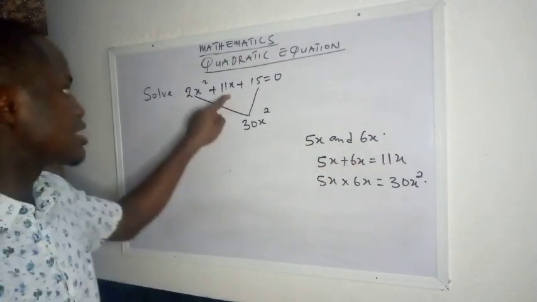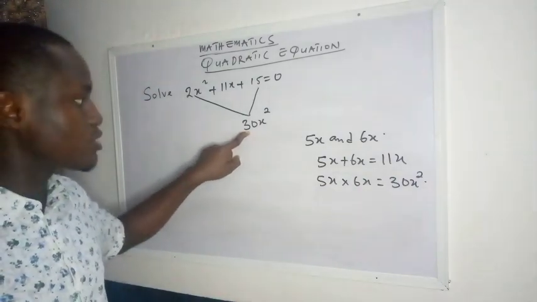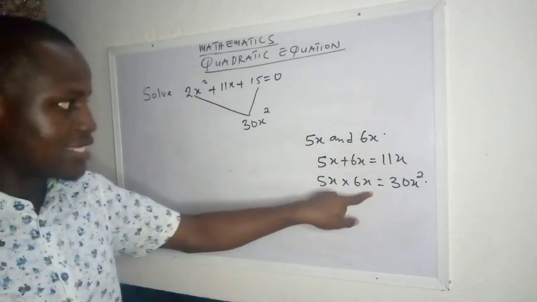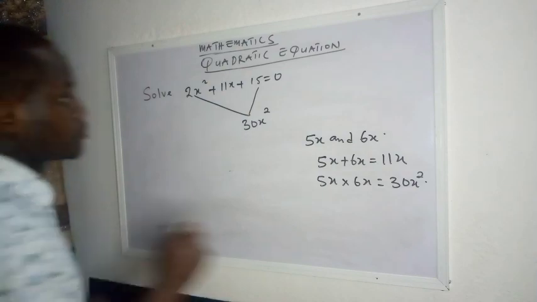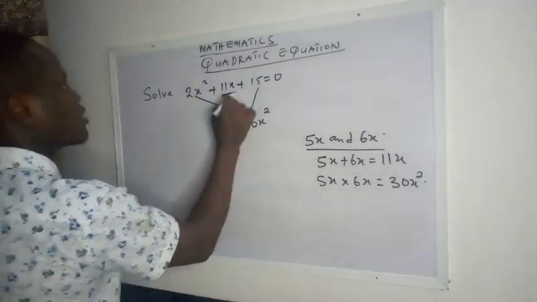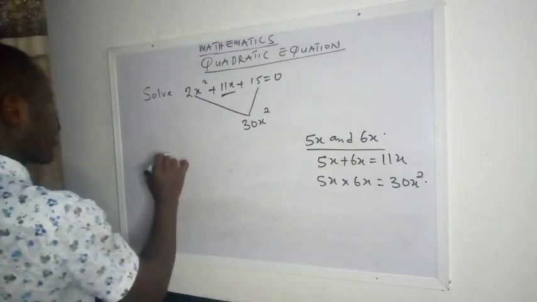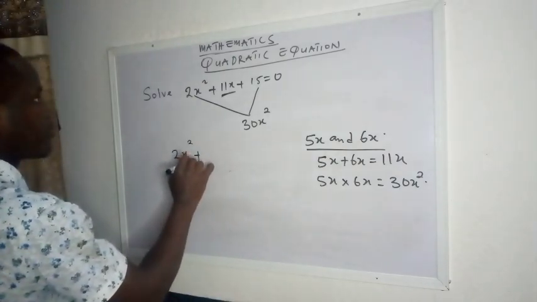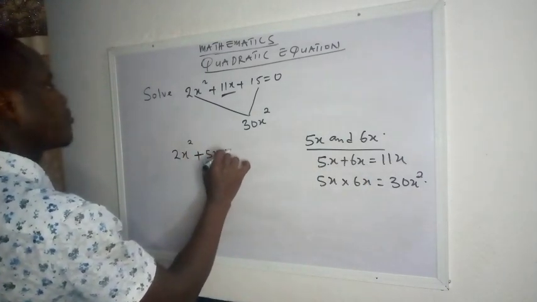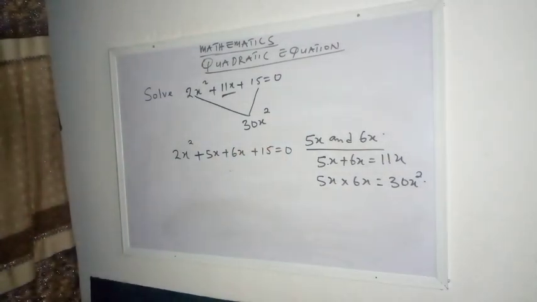5x plus 6x is 11x. 5x times 6x is 30x squared. So now, in place of this 11x, we are going to put this term. So that we are going to get 2x squared plus 5x plus 6x plus 15 equal to 0.